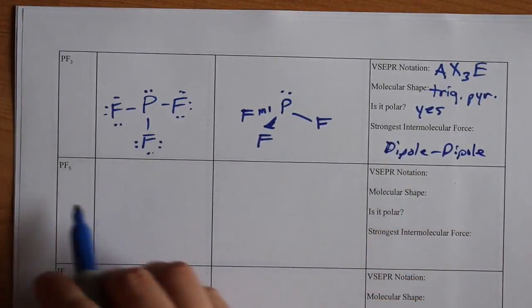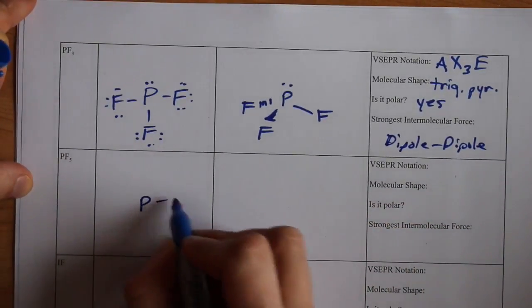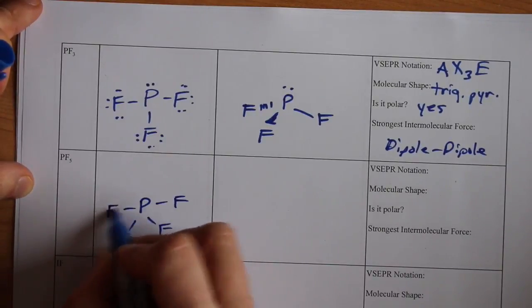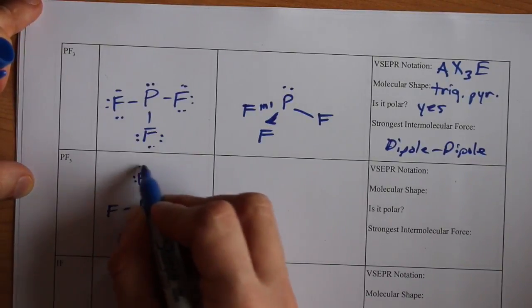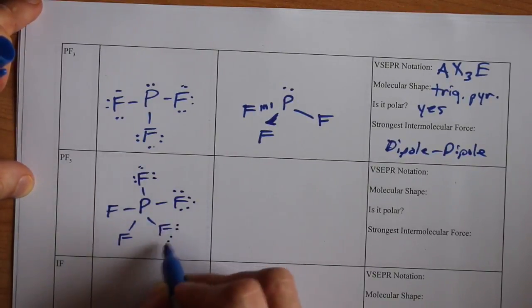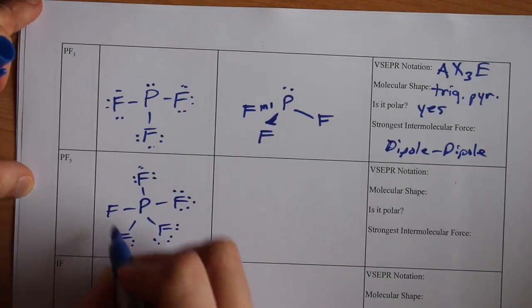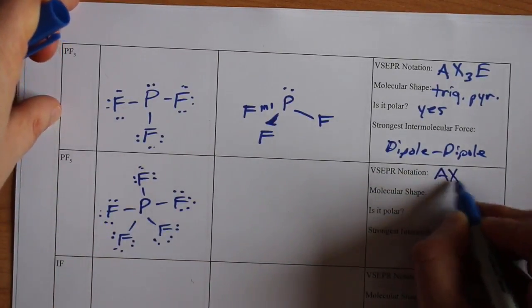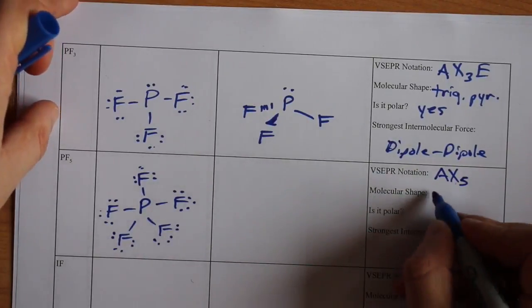Cool? Cool. Let's do PF5 together. Here, phosphorus shares 1 electron with each of the fluorines and has none left over for a lone pair. It's just phosphorus and 5 fluorines with full octets. That's AX5. I like this one.